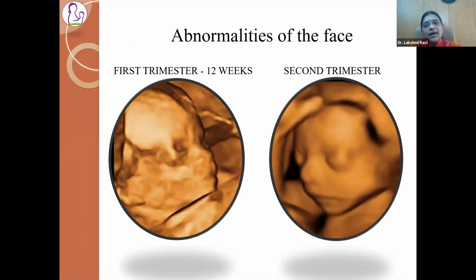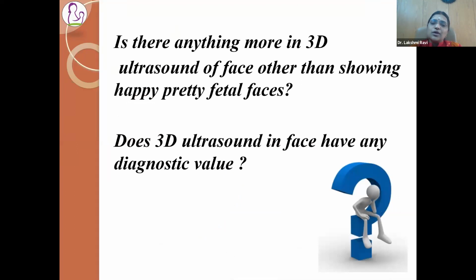Now I finished the spine. I told you about the vascular mapping, venous anomalies. I told you about surface anomalies. And why have I once again brought the face here is whenever people speak about 3D ultrasound or 4D ultrasound, most of the people's attention is towards the fetal face. So the question is, is there anything more in 3D ultrasound of face other than showing happy, pretty fetal faces to the mother? Is that the only role of 3D ultrasound, or does it have any diagnostic value?